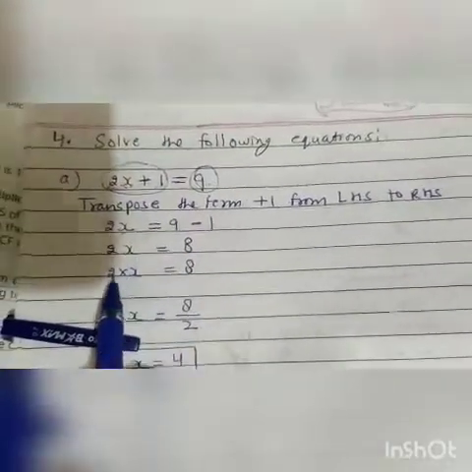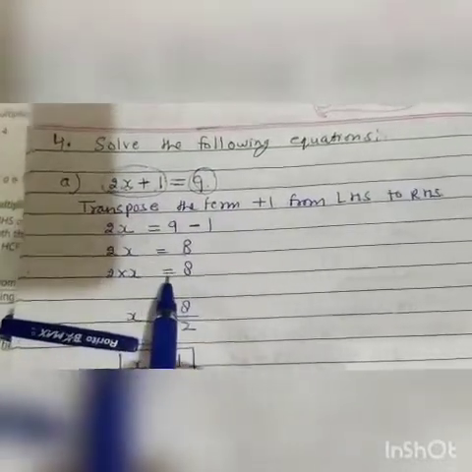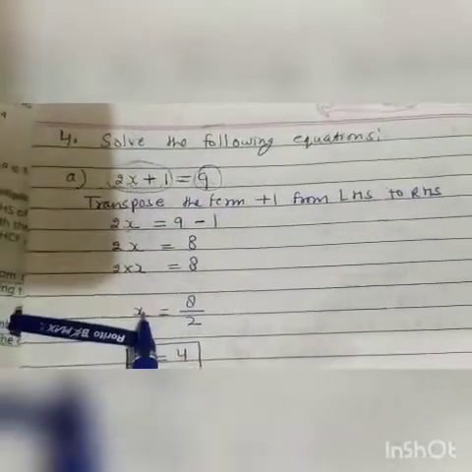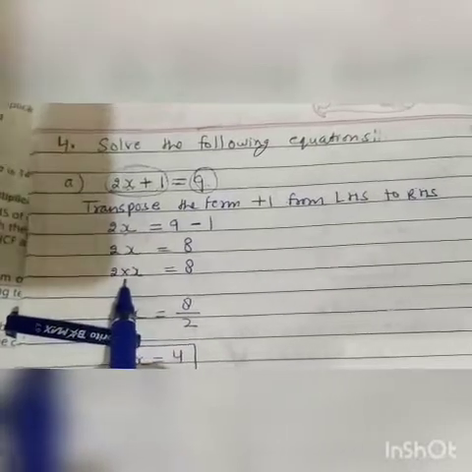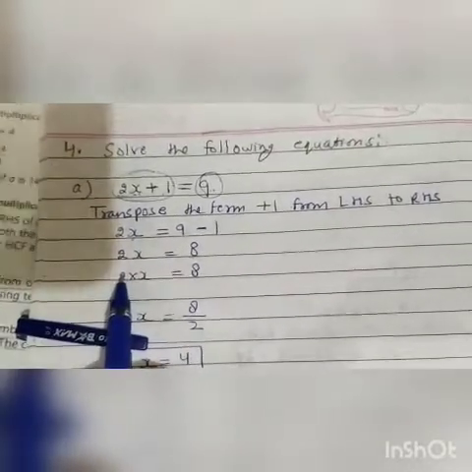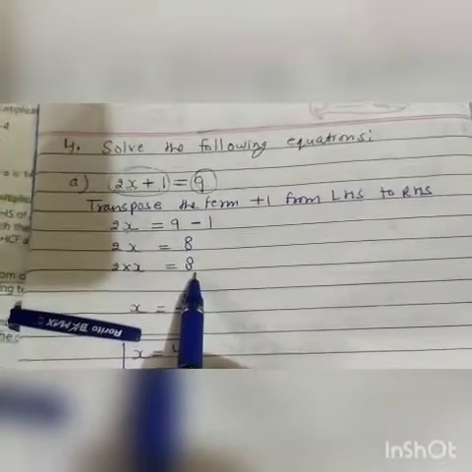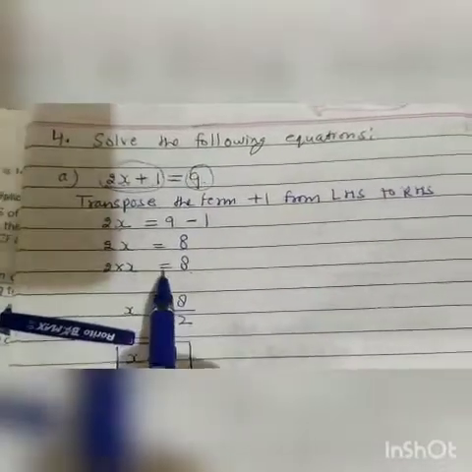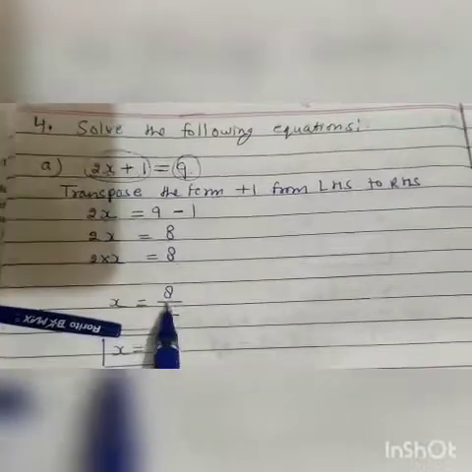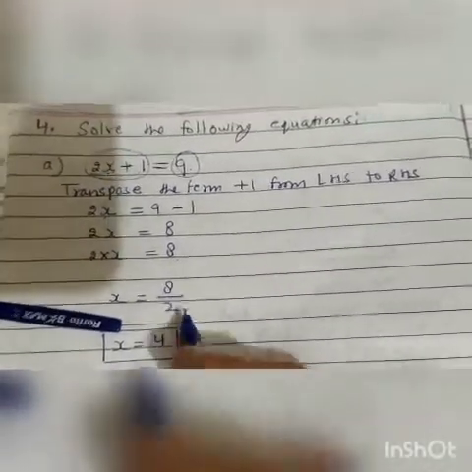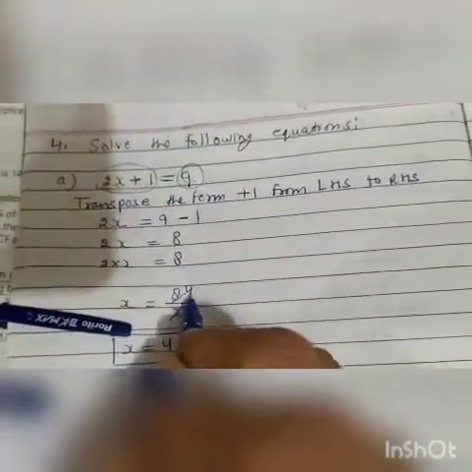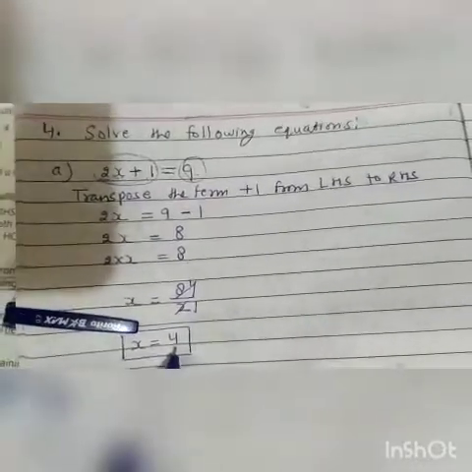Now 2x means 2 multiply x is equal 8. Now this x, here it is multiply sign. So this 2 we write in right hand side but with division sign. So x is equal this 8 upon this 2. Upon means divide. So 2 ones are 2, 2 fours are 8. So x is equal 4.